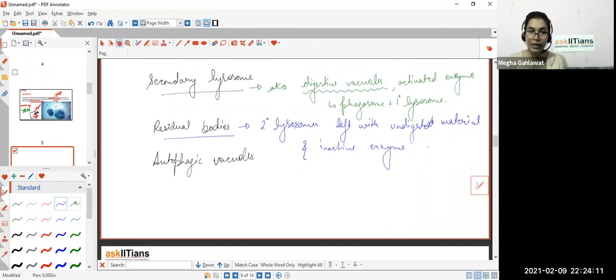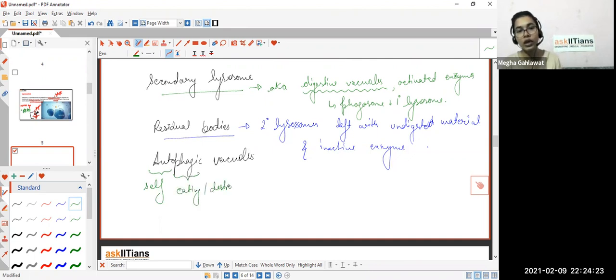Let's move forward to the most important type of the lysosome. We have the autophagic, self-eating or self-destroying vacuoles. These are the ones which are called the suicidal bags.